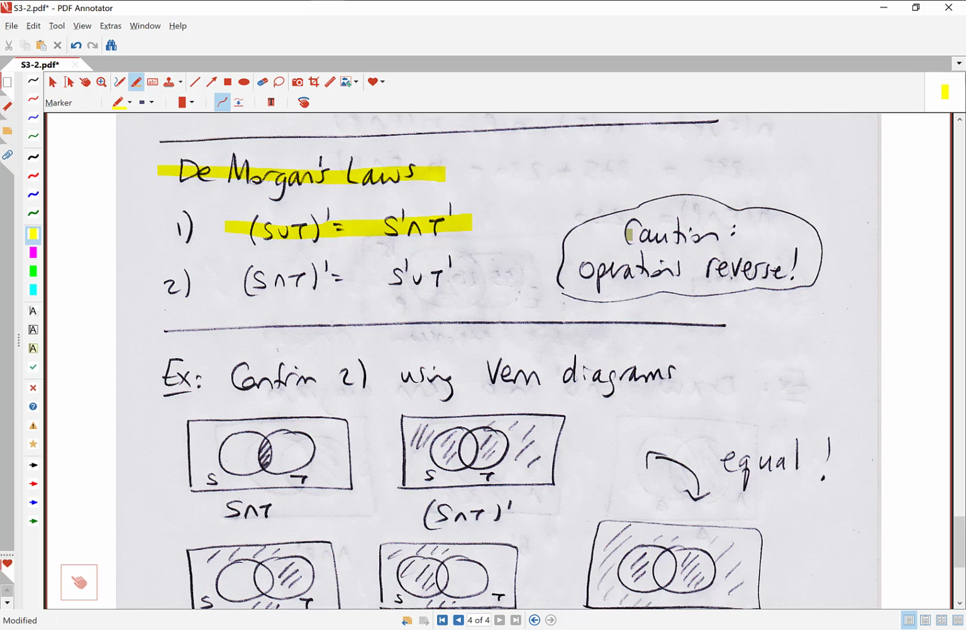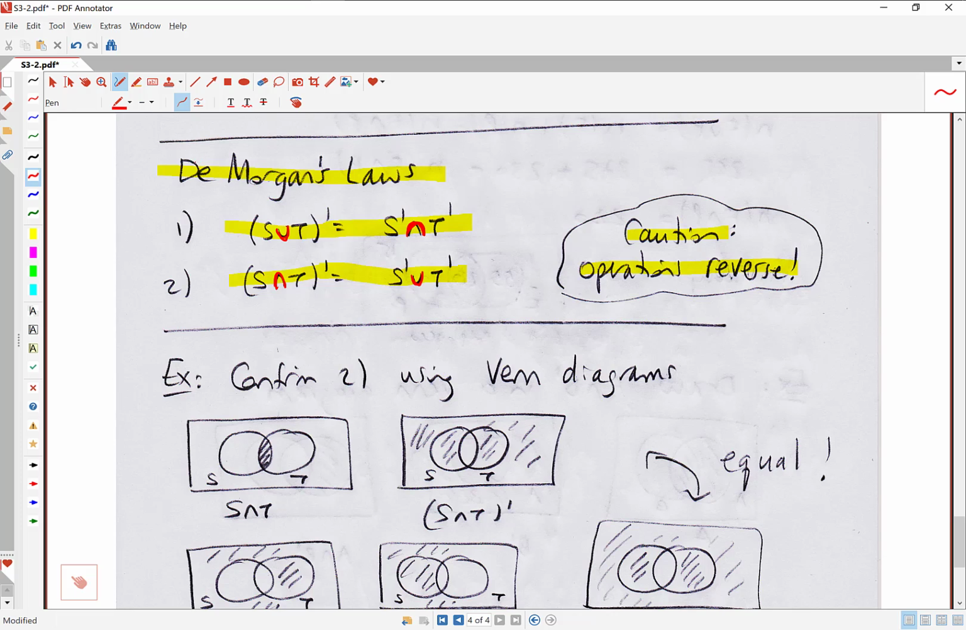So the caution here on the side is notice that the operation is reversing. We've got a union on the left side, but we've got an intersection on the right side. So it's like you're passing the complement operation onto your sets, but then the operation is reversing. So there's a second rule to go with this. If we took the complement of an intersection, you can pass the complement onto your individual sets, but again, the operation reverses. So if it was an intersection before, now it's a union.